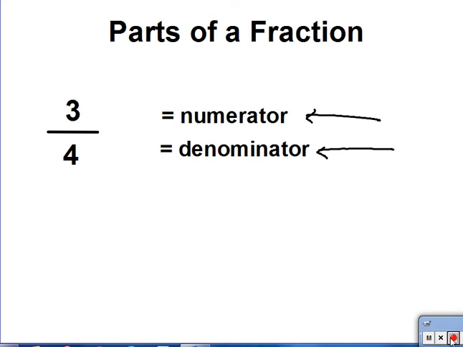Alright, again, what is the top number called? Think time. Very good. And what is the bottom number called? Think time. Well done.